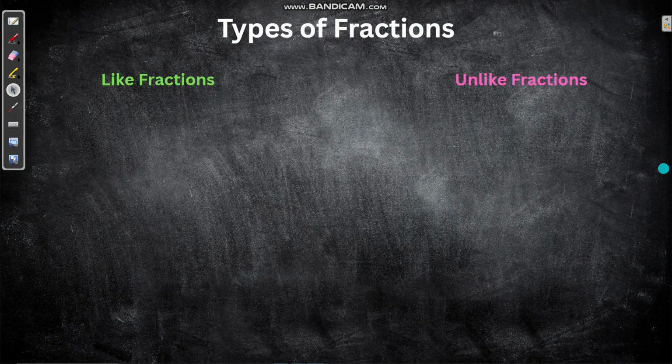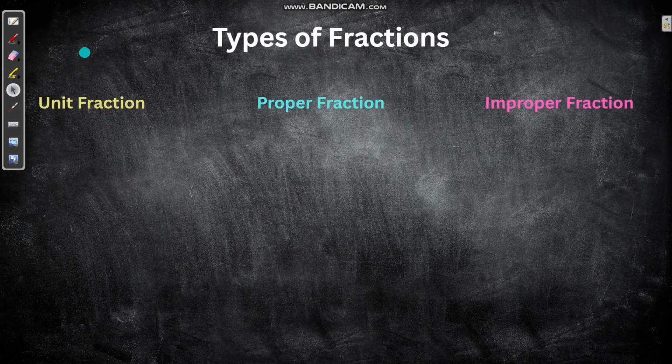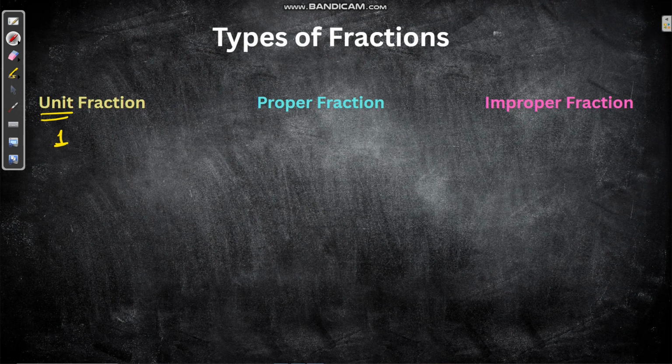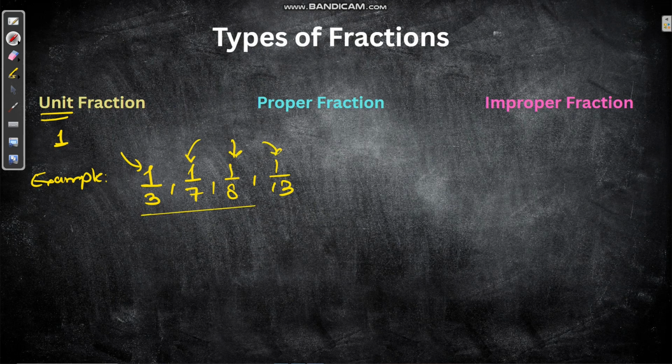Let's move on to the third type, that is unit fraction. From the term itself, unit means 1. We know, right? Units place. Okay, so unit means 1. So if the numerator is 1, okay, so you have different fractions and all the numerators are 1, then they are known as unit fractions. Example I'll give you: 1 by 3, 1 by 7, 1 by 8, 1 by 13. If you notice, the numerator over here, in each case it is 1. So such fractions are known as unit fractions.